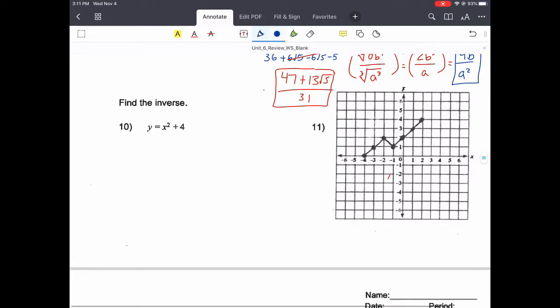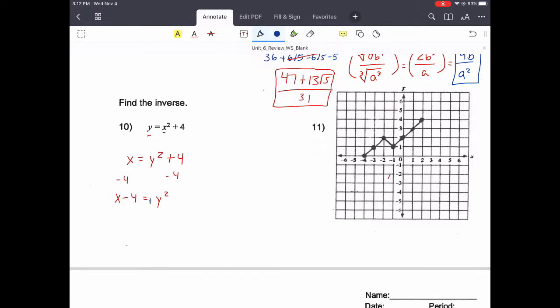For question 10, it says y equals x squared plus 4. Find the inverse. So to find the inverse, we're going to trade the places of the x and the y. So we've got x equals y squared plus 4. And now we want to solve for y. So we'll move the 4 by subtracting it. So x minus 4 equals y squared.